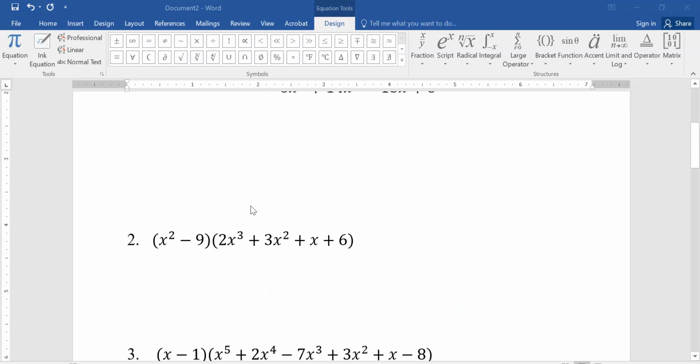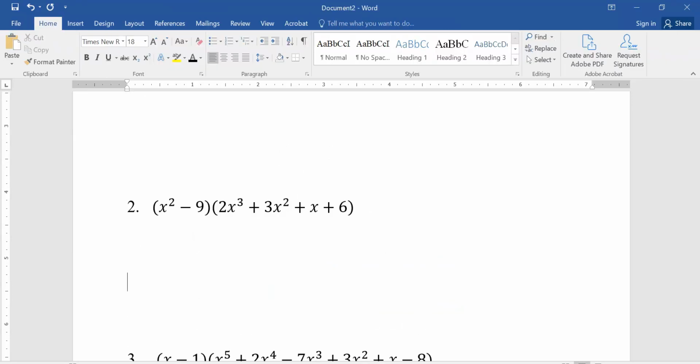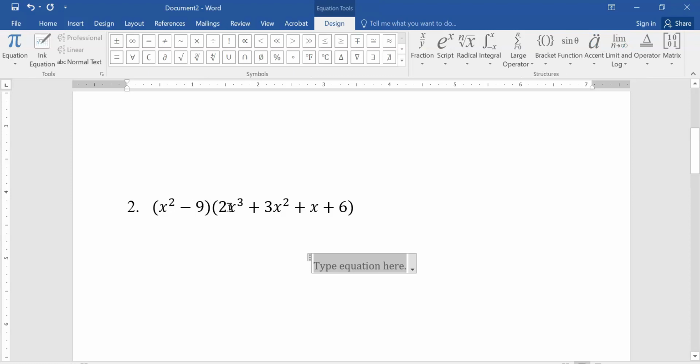All right, let's go to problem number 2 here. Well, this one we start getting into lots of terms, but that's not a problem, really. We go x squared, that's going to distribute into all 4 terms on the right-hand side. So x squared times 2x to the third is 2x to the fifth. X squared times 3x squared is a plus 3x to the fourth. X squared times x is a plus x to the third. And then x squared times 6 is a plus 6x squared. So those are the 4 terms you get when you distribute the x squared into the right-hand polynomial.